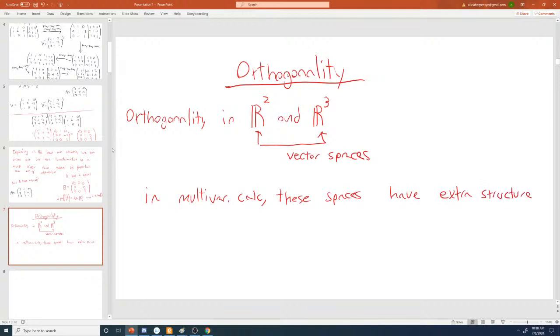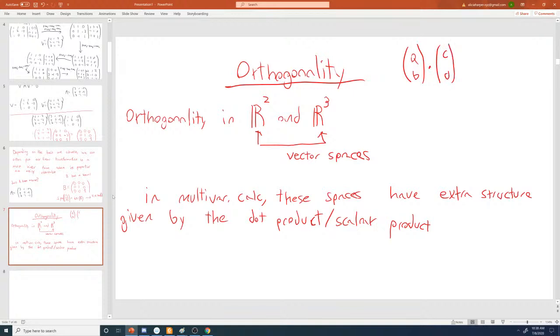Given by the scalar product. Or maybe you've seen it called the dot product. So sometimes people call it the dot product, other times people call it the scalar product. And what it does is, for example, say I have a vector (A, B) in R2 and a vector (C, D) in R2, then the dot product / scalar product of these two vectors is simply A times C plus B times D.